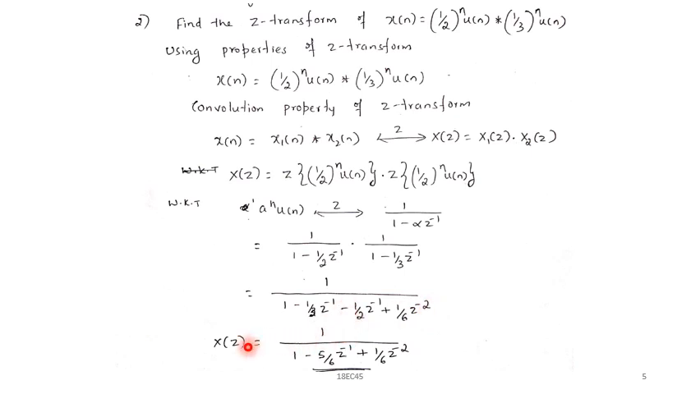Therefore, my final answer is X of z is equal to 1 by 1, I'll add this, minus 5 by 6 z inverse plus 1 by 6 z to the power minus 2. Again, for the convolution property also, if I want to determine the ROC, then I take the intersection of the two ROCs, that is R1 and R2. Here also two terms are there. One is 1 by 2 to the power n u of n, other one is 1 by 3 to the power n u of n. So here the ROC will be z is greater than 1 by 2, another one will be z is greater than 1 by 3. If I take the intersection of that, then the ROC will be magnitude of z is greater than 1 by 2.